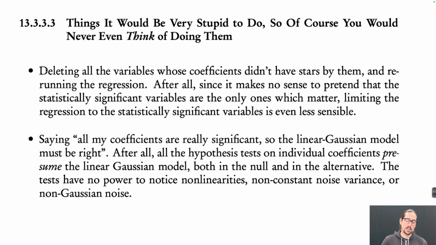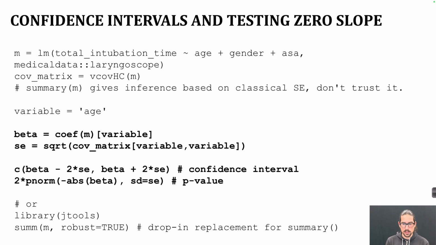People often do some tests, either coefficient by coefficient or maybe in groups, and they get rid of all the variables whose coefficients didn't have any stars by them, and then they rerun the regression and say, I got rid of all the stupid variables that didn't matter, now I only have what matters, and these are the true values. That makes absolutely no sense. The reason it makes absolutely no sense is because of this.